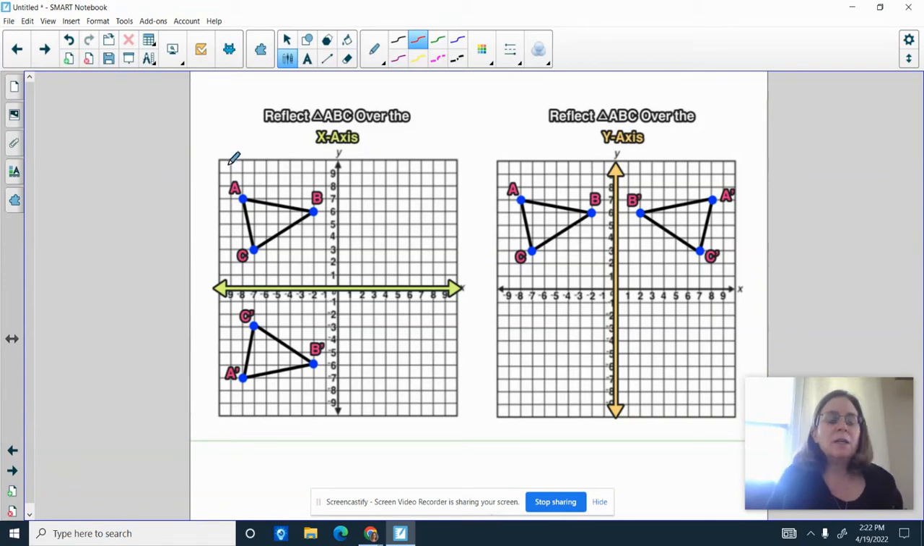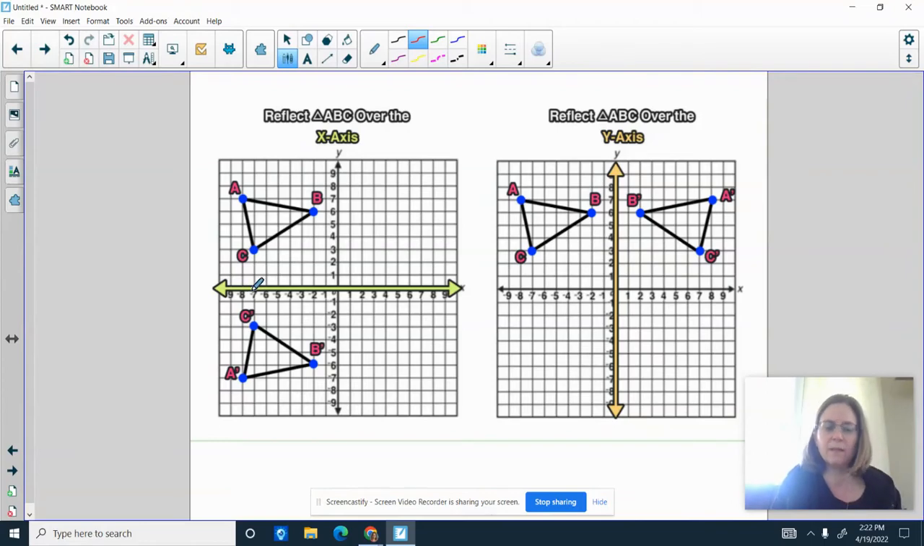Point A, what you're going to do is count how many spaces from the x-axis point A is. So I'm going to start on the x and go 1, 2, 3, 4, 5, 6, 7. So it's 7 units above the x-axis. So A prime, which is our new point, is going to be 7 units below the x-axis. Our reflection is a mirror image, so 7 above, 7 below.